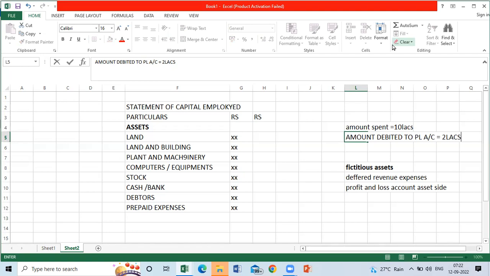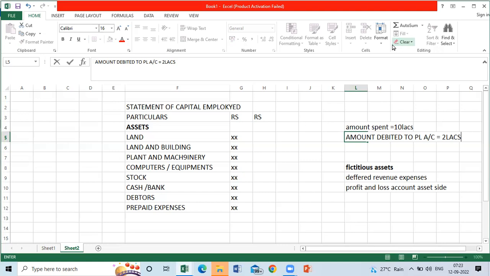Deferred means delayed revenue expenses. Expenses incurred but not yet recognized in the financial statements, in the P&L account, in the income statement. So this is an expenditure incurred. It is not an asset, but just because it has a debit balance, we show it on the asset side in the balance sheet. Same way, any loss of P&L account.